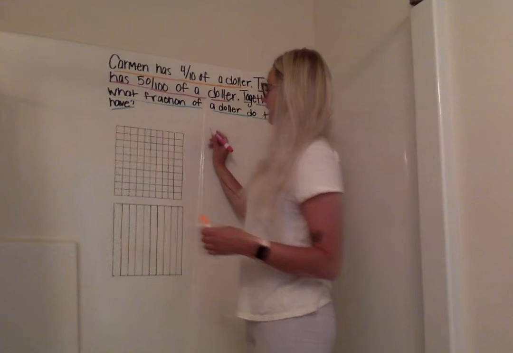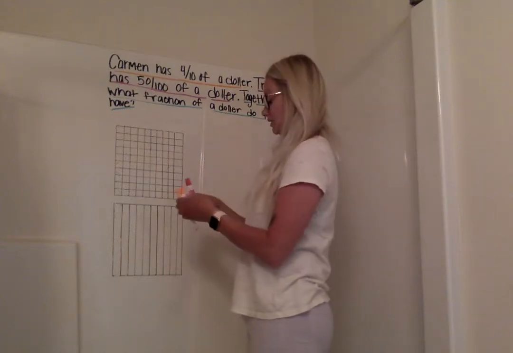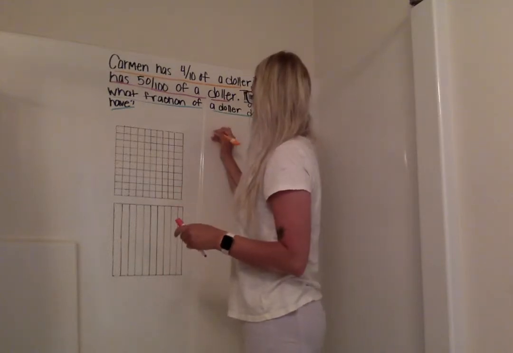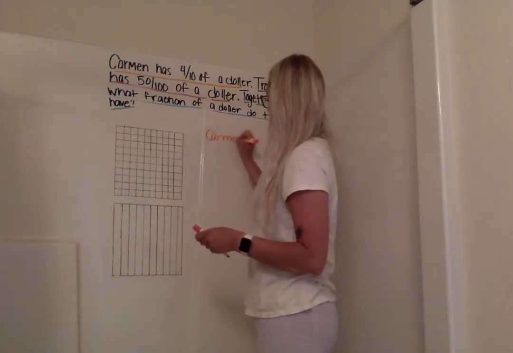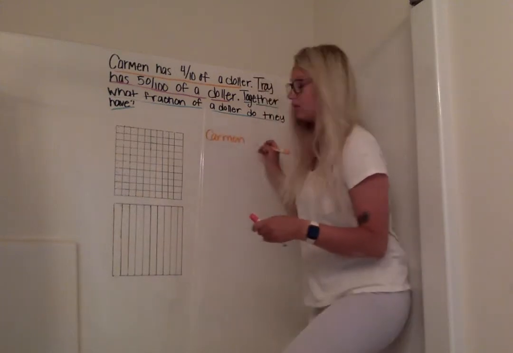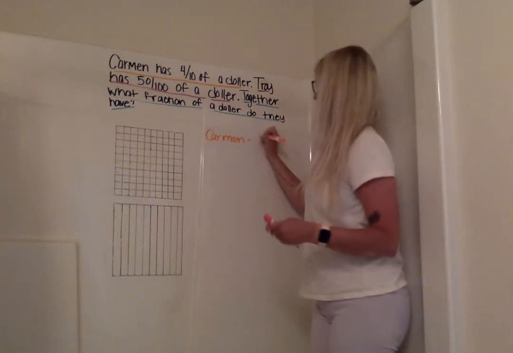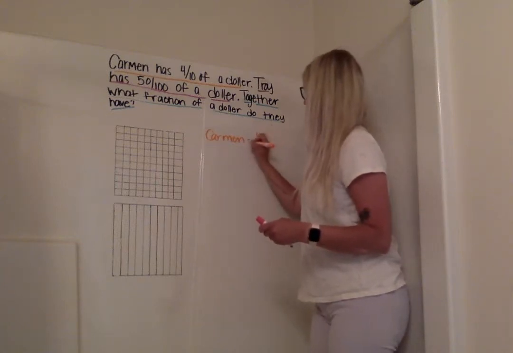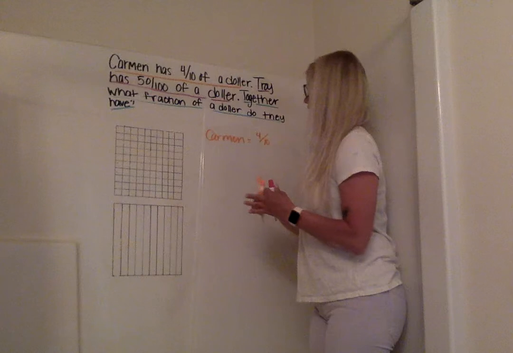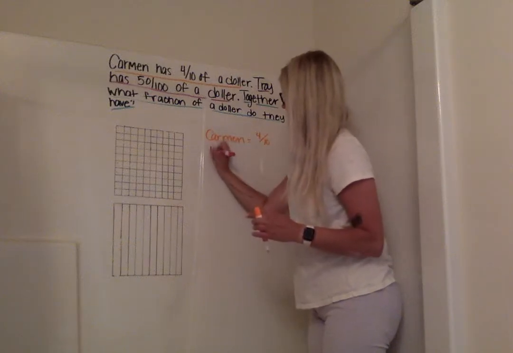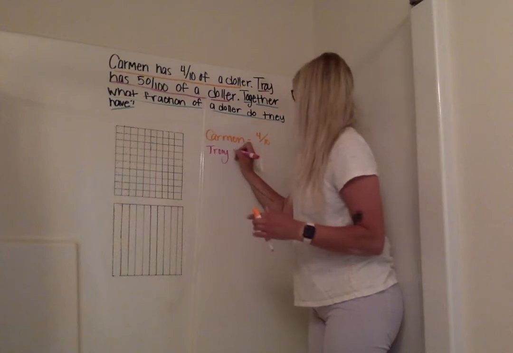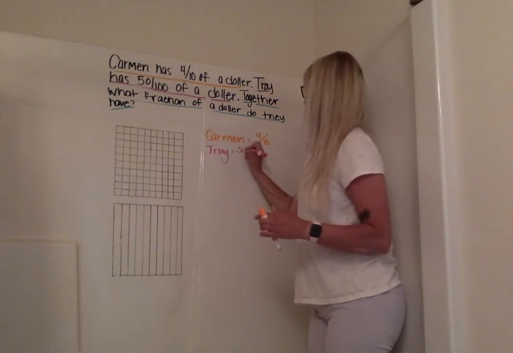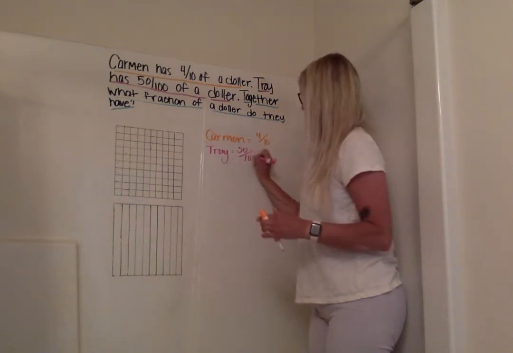Sorry friends. The information that I see here is that Carmen has 4/10 of a dollar and that Troy has 50/100 of a dollar.